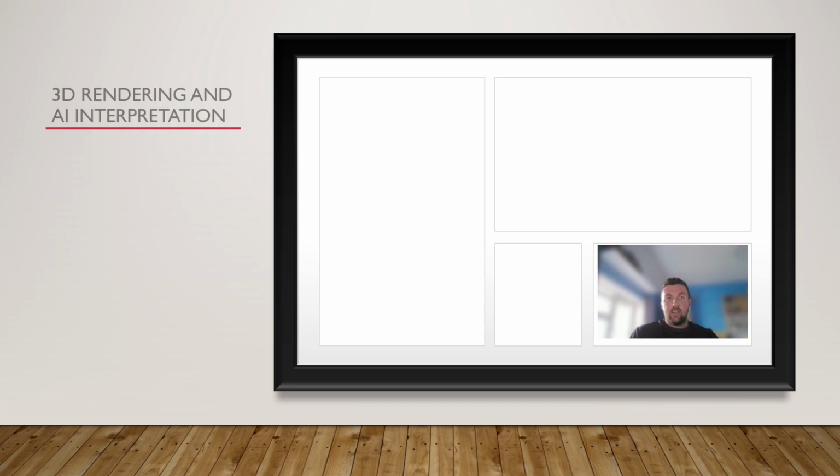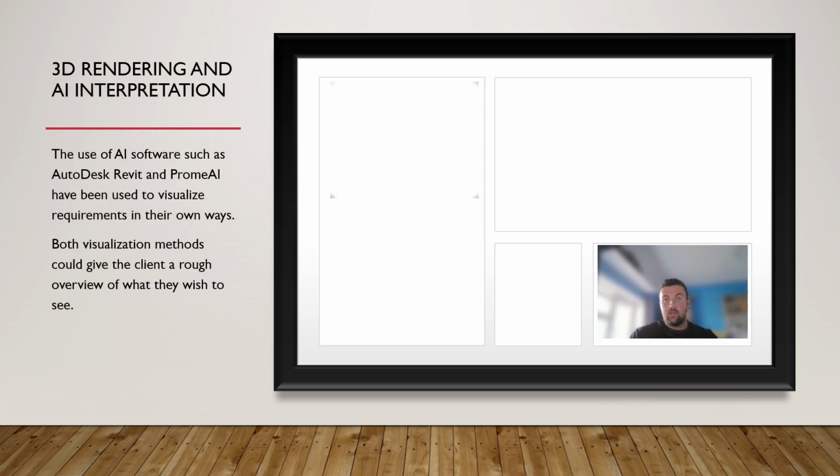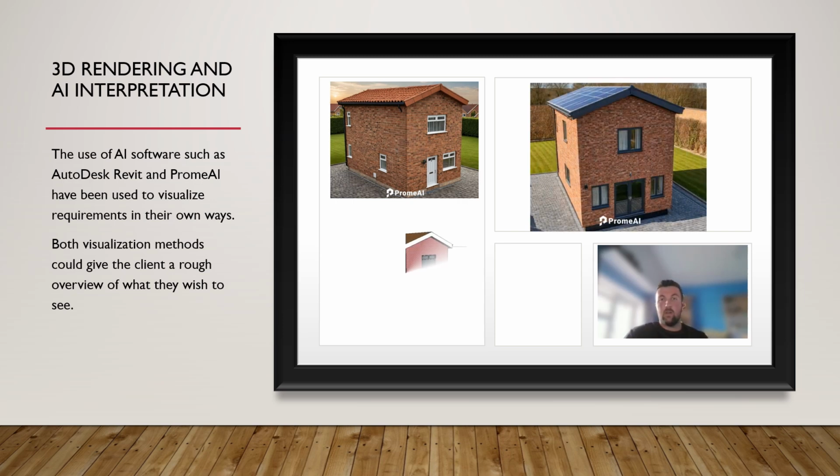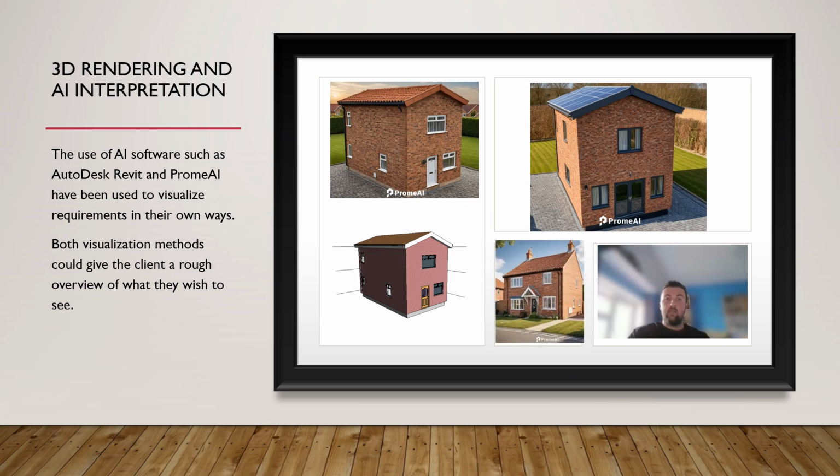So, 3D rendering and an AI interpretation of what's been asked. I've used software in 2 senses here. I've used Autodesk Revit: I've taken on board the requirements given to me and done some basic plans and drawings, which you can see here. Hopefully you can see my cursor. That is the picture on the bottom left, a model pulled directly from Revit, a 3D version.